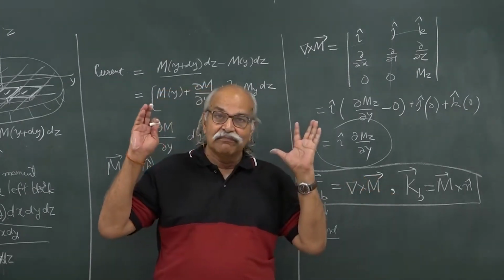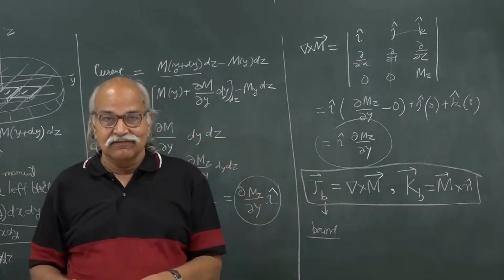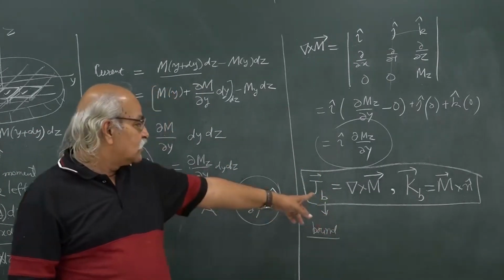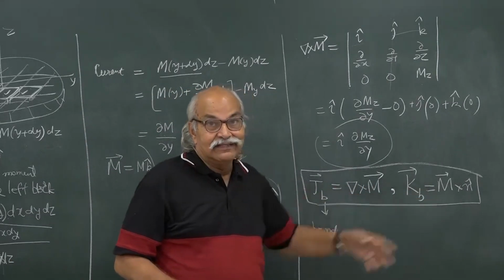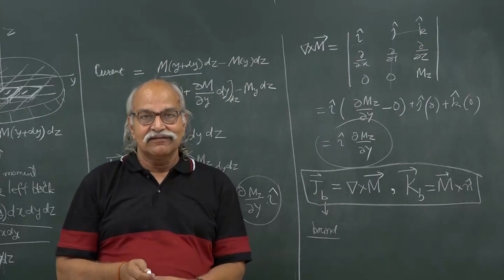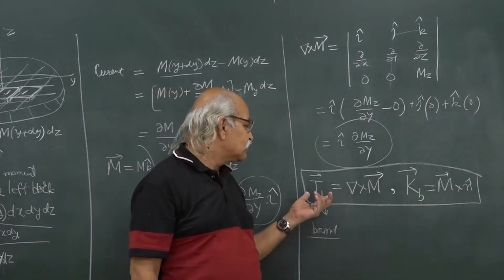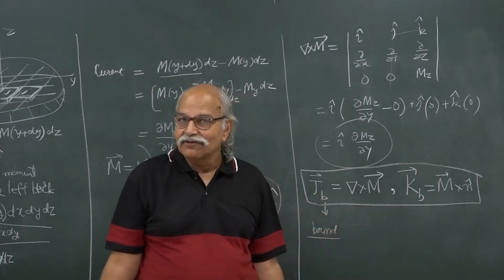Any kind of magnetized material can be thought of as a combination of a volume current and a surface current. And then if you want the magnetic field because of this magnetized material, you only find the magnetic field because of this current and because of this current, and that is how you get it.